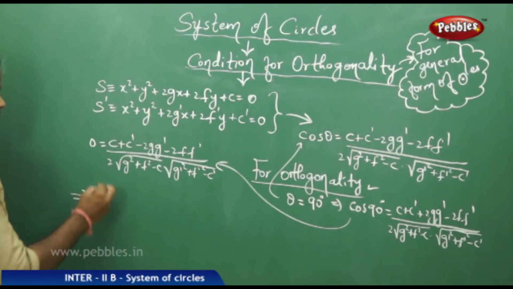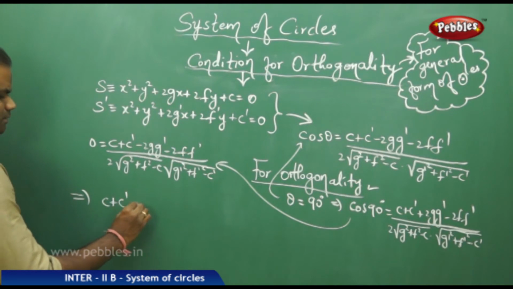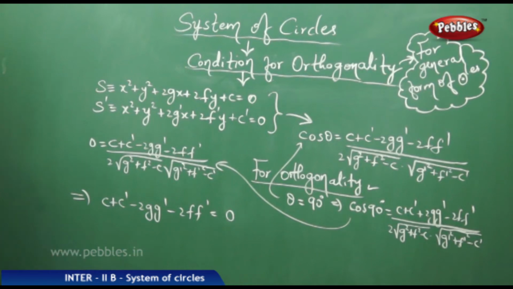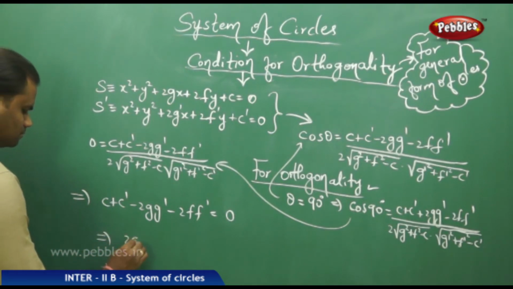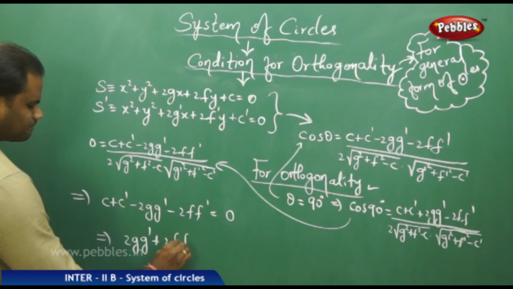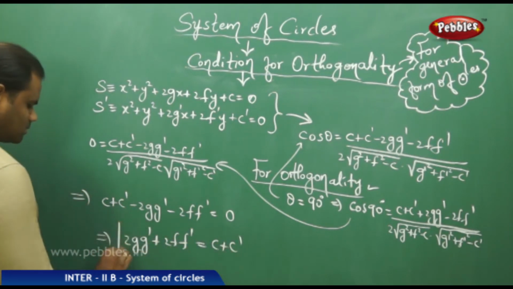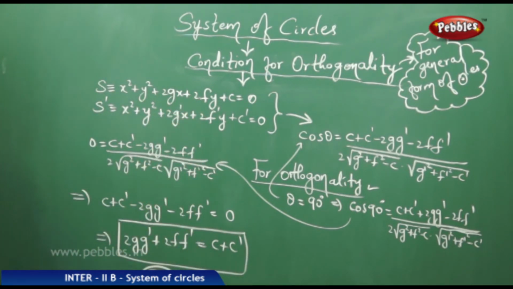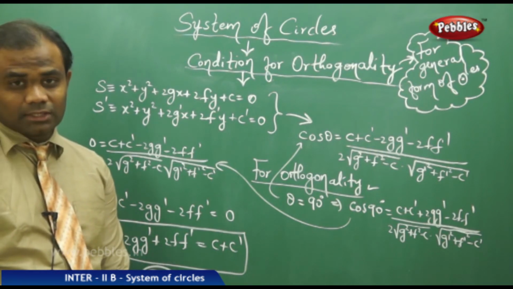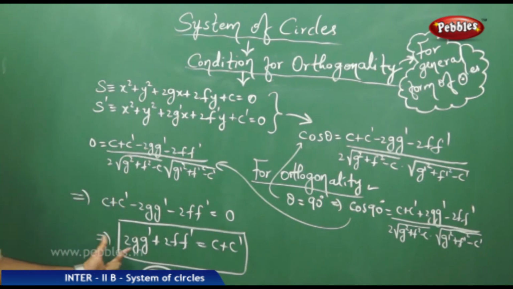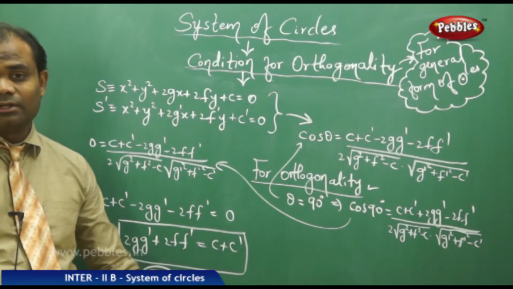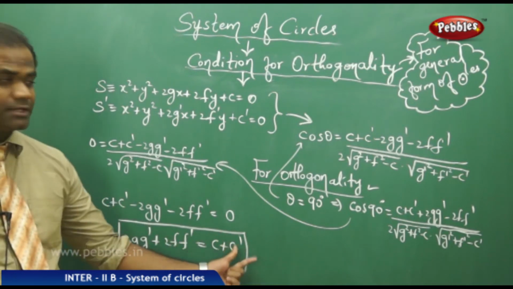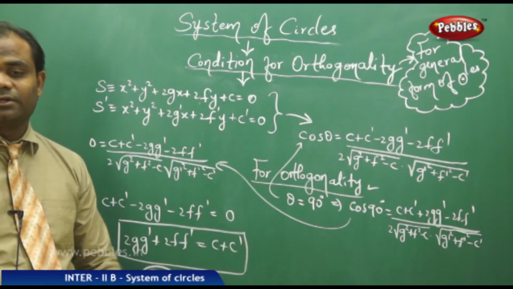Now when I cross multiply, this gives me c plus c dash minus 2gg dash minus 2ff dash equals 0, which on final simplification gives 2gg dash plus 2ff dash is equal to c plus c dash. The condition for orthogonality for the circles in general form is given by 2gg dash plus 2ff dash equal to c plus c dash, where g, f, c and g dash, f dash, c dash are derived from the two circles in general form.